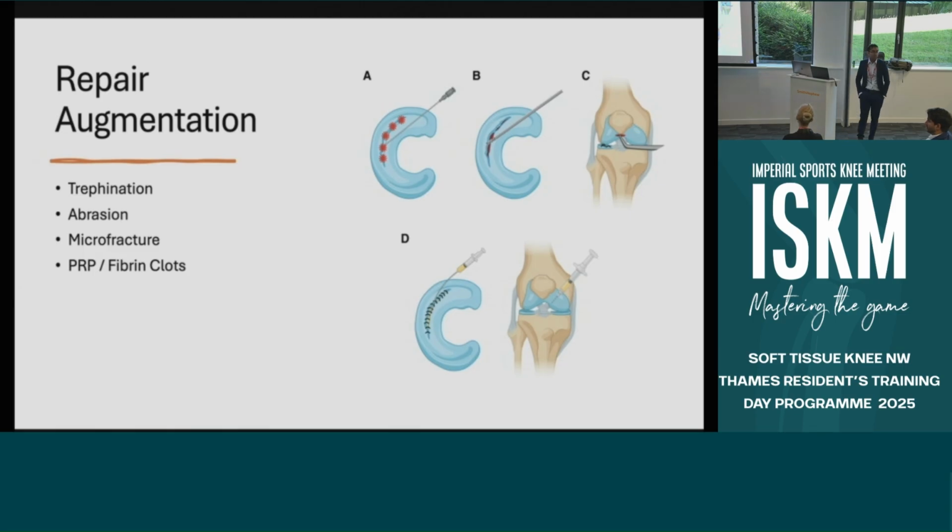So this is why, the theory goes, if you're doing a concurrent ACL reconstruction and a meniscal repair, the results are much better because you're filling the knee full of blood. But you can recreate some of those, and then as I said, you get really fancy things like PRP and fibrin clots that you put into these pockets within repairs.